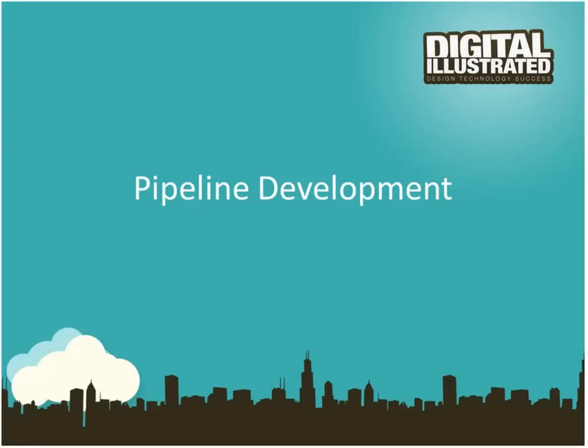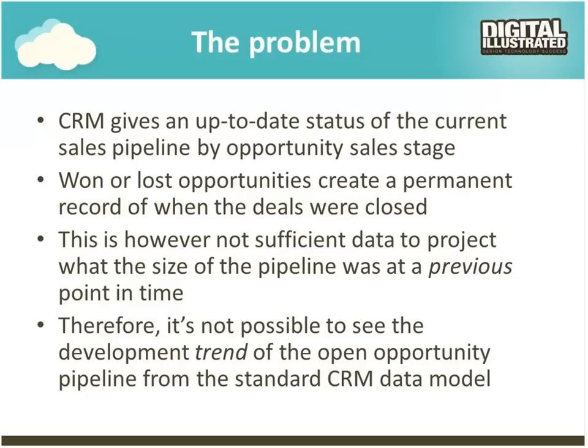So the final scenario revolves around this problem: CRM is very good for showing you the current status of the sales pipeline. You can easily chart it based on the opportunity sales stage, show the funnels and so on. And you can also get the definitive data about the won or lost opportunities. When they are closed as inactive, they will always remain there, and you can then perform analysis on the closure rates and so on.